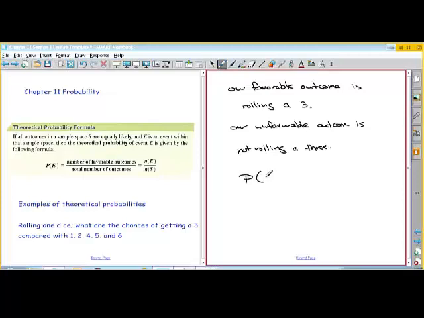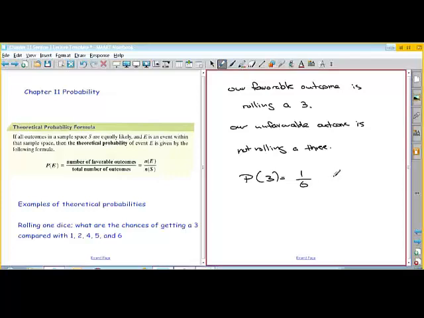So when we look at the definition of the probability of getting a 3, it is the number of favorable outcomes. Well, I have 6 total outcomes because I have 6 sides to the dice, but only one of those 6 sides, the side that has a 3, is a favorable outcome. So the probability of rolling a dice and getting a 3 is 1/6.